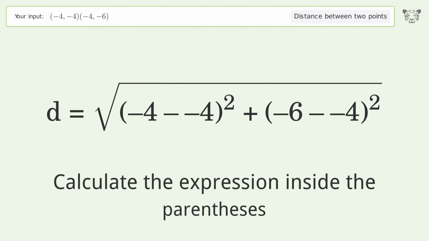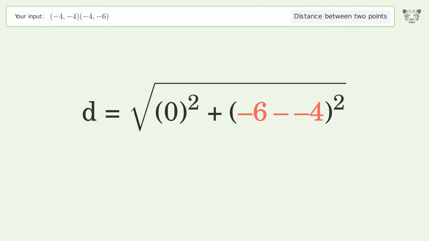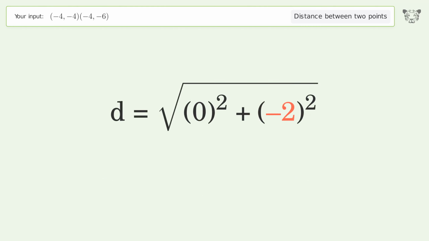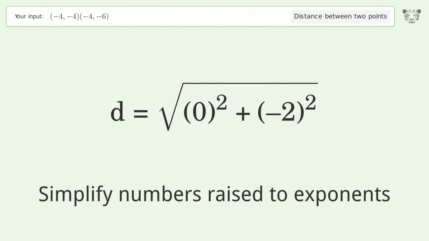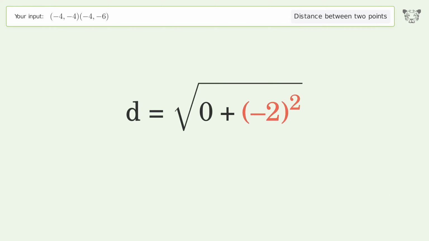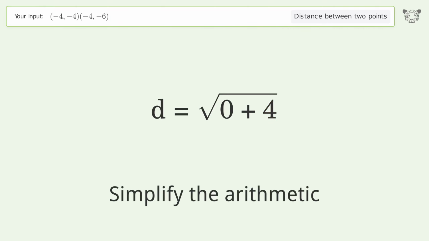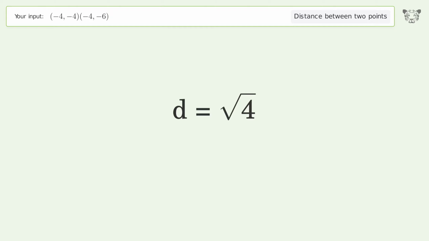Calculate the expression inside the parentheses. Simplify numbers raised to exponents. Simplify the arithmetic. And so the distance between the 2 points is the square root of 4, or 2.